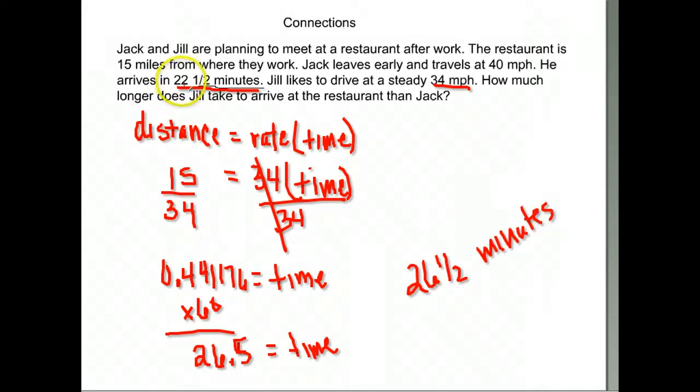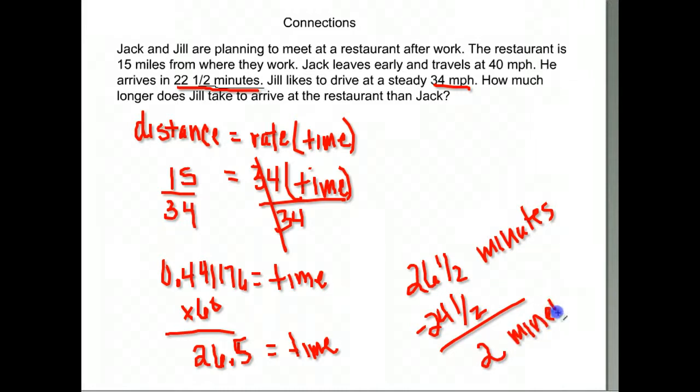It took Jack 22 and a half. They want to know how much longer did it take Jill? Well, we'll subtract the two times. It took her 26 and a half. It only took him 22 and a half. 26 and a half minus 22 and a half is just 4. So it took her just 4 minutes longer.